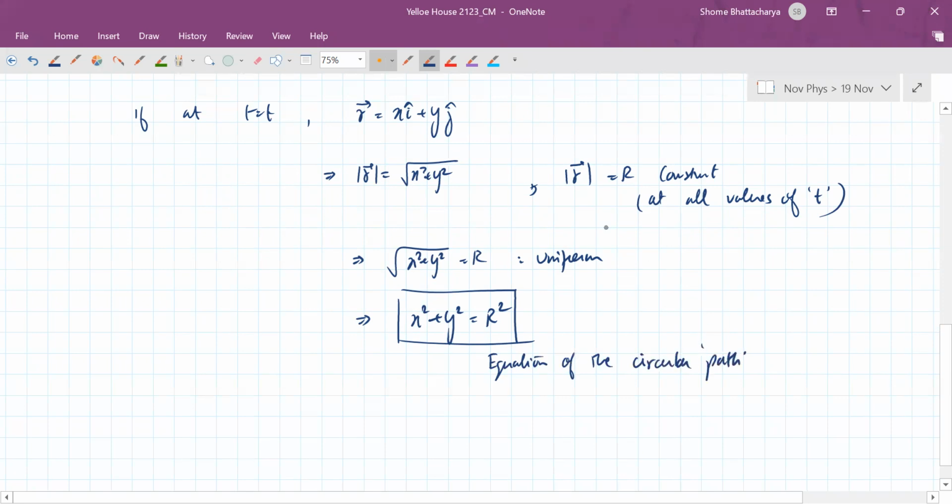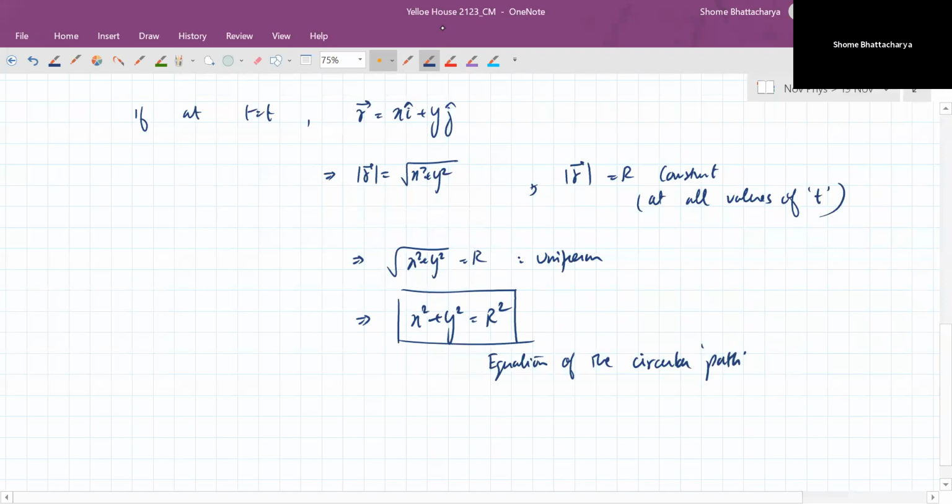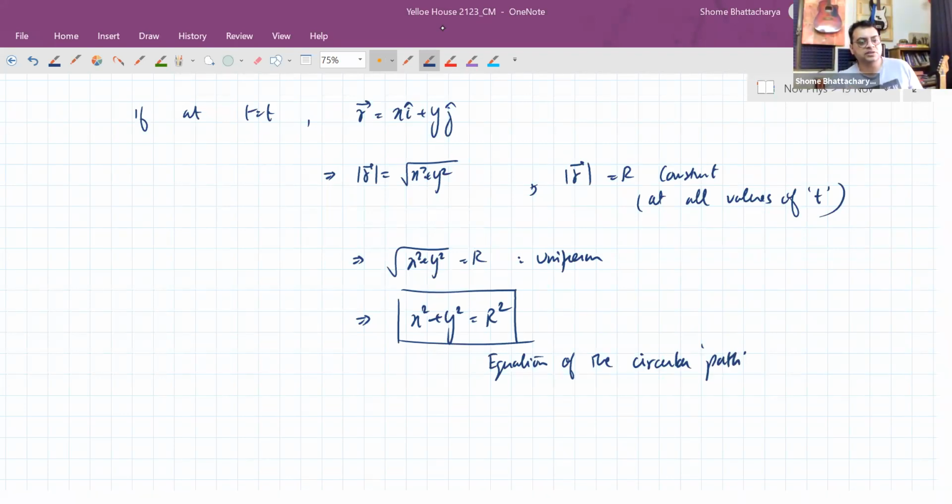Just like in projectile motion you have a parabolic path, in circular motion you have a circular path which is given by this equation: x square plus y square is a constant, which is the square of the radius.